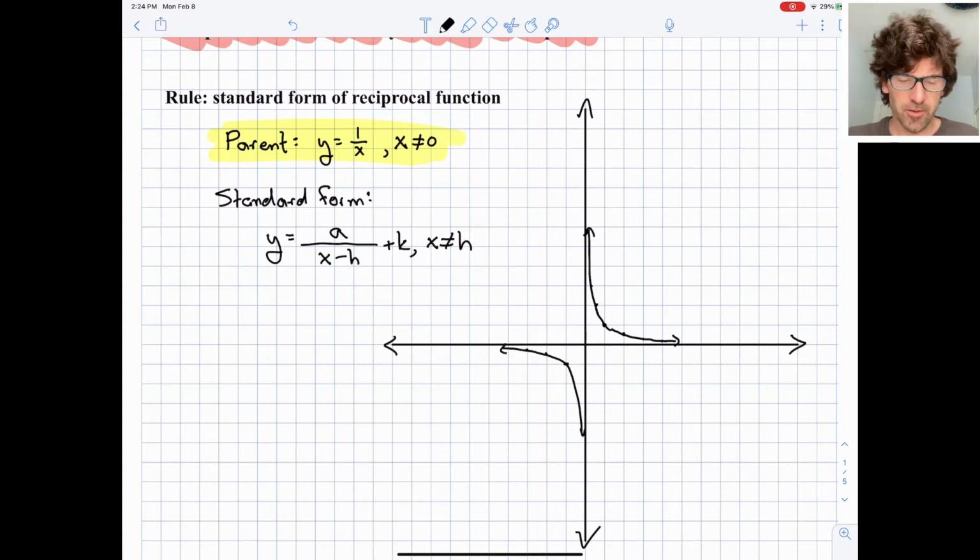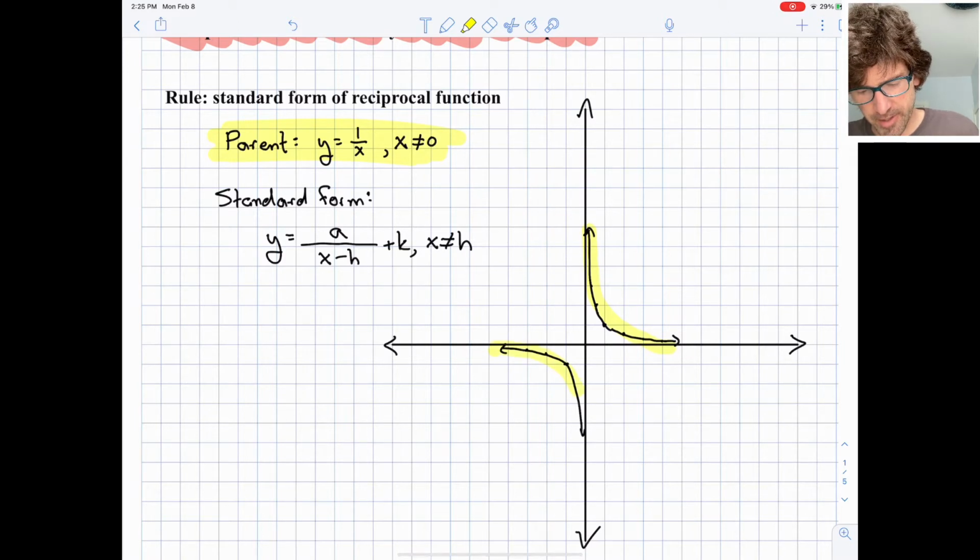So that is the core graph, the parent function graph, the most important graph for rational functions we'll be working with. I don't know if this is mathematically precise, but I think of this graph as having what I call two arms. Okay, it has this arm in quadrant 1 and this second arm in quadrant 3. This is a non-continuous graph. Those arms do not intersect.